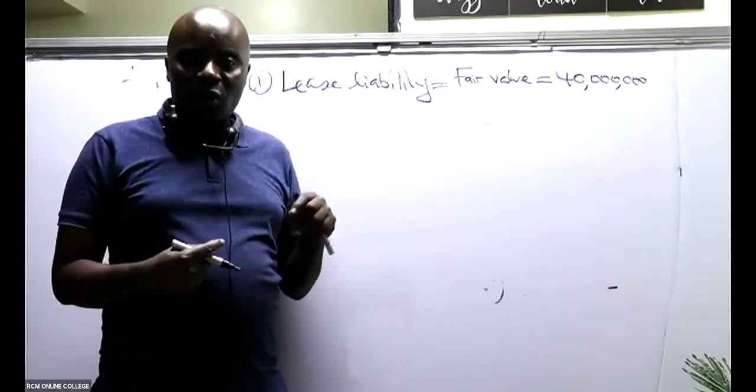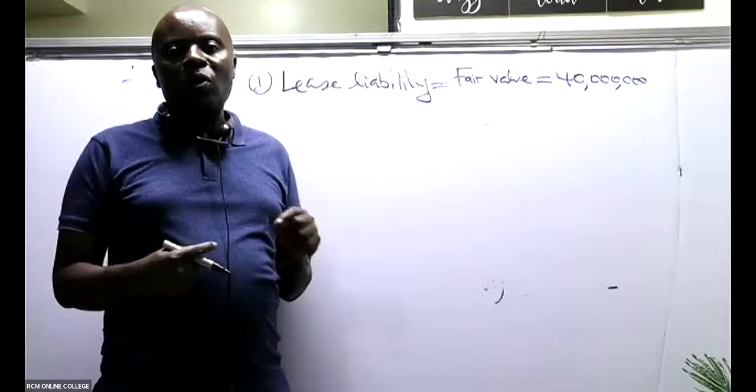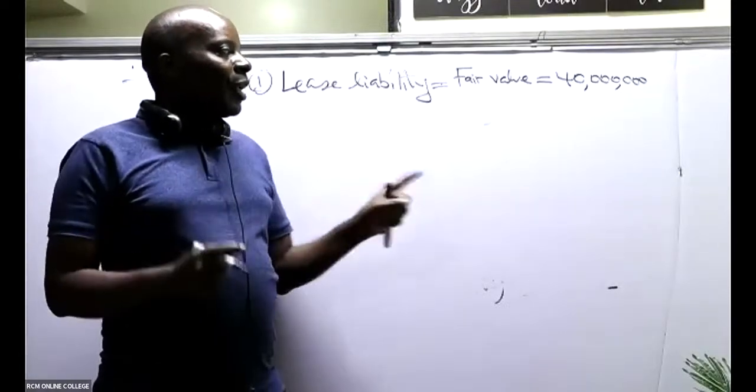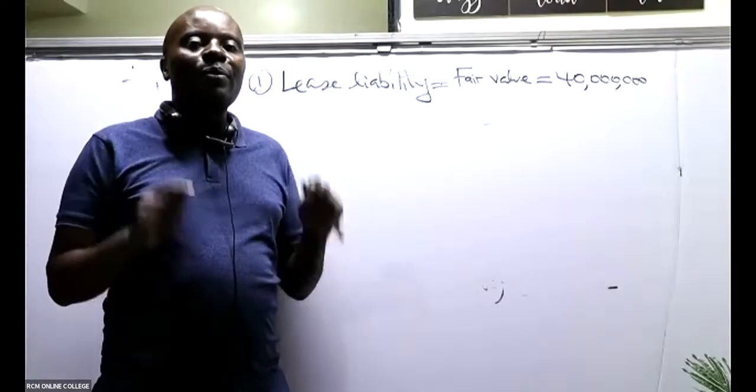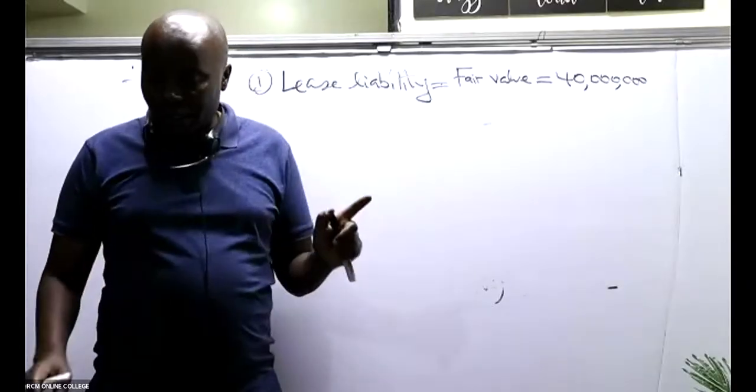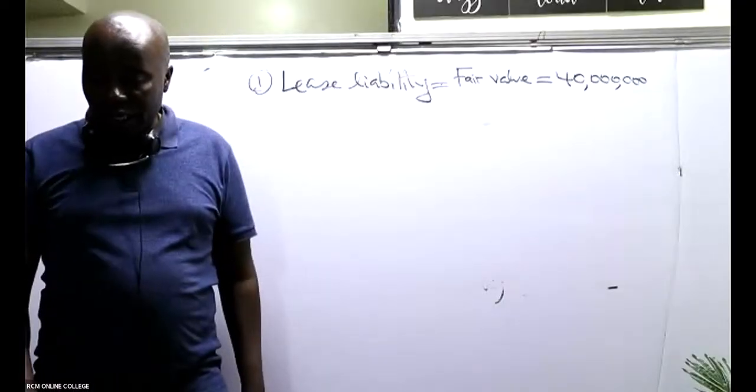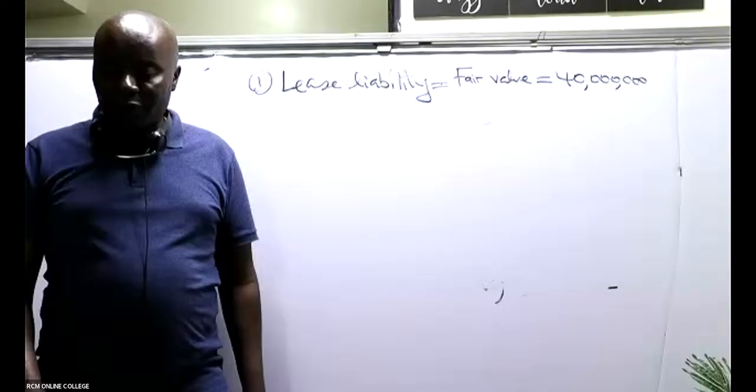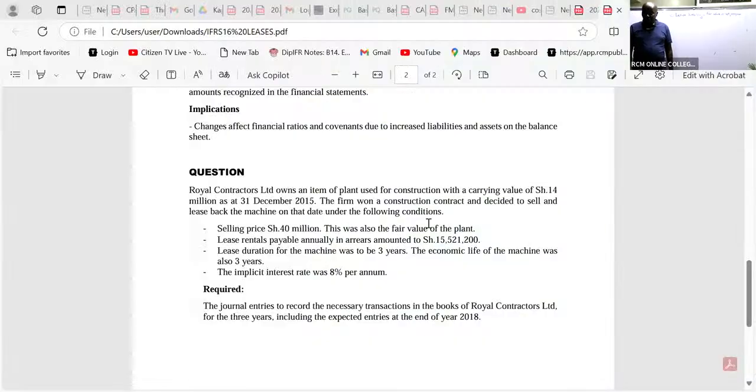Because I've been given fair value, I don't need to discount at all. Because lease liability, which is the present value of all the lease rentals, shall always be equal to the fair value of the asset. Like in this case here, they have told us the fair value of the asset: the selling price, 40 million. This was also the fair value of the plant. And then you can see lease rentals are payable in arrears, so that concept of multiplying with 1 plus R will not apply here.